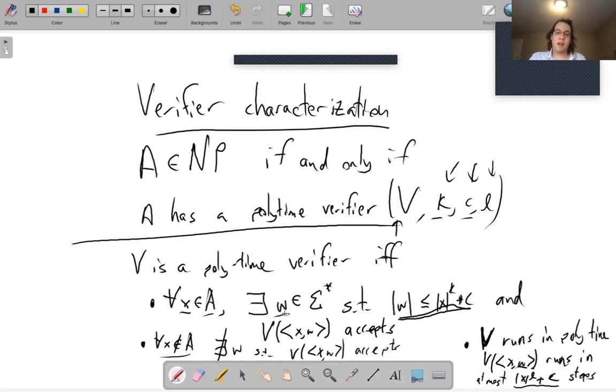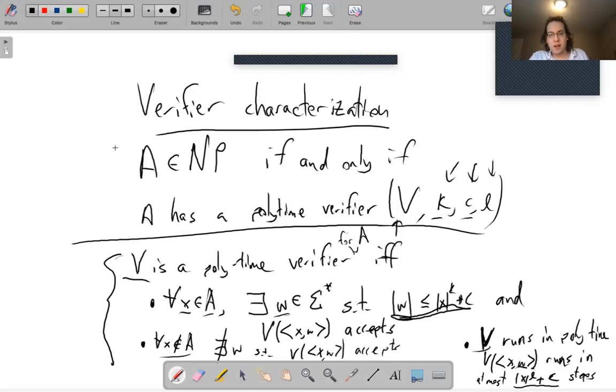So if this is satisfied and everything is polynomial, so the witness size is polynomial and the runtime of V is polynomial in the input, then we say that V, or really this tuple, is a polynomial time verifier for A. For a given language, you can always ask whether this language has a polynomial time verifier or not. It's a valid question for any language, and this is what it means to ask that question. So this is the definition of a polynomial time verifier.